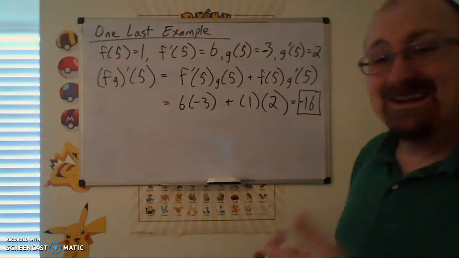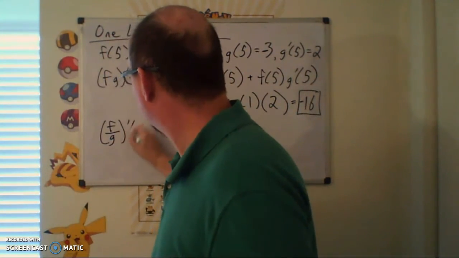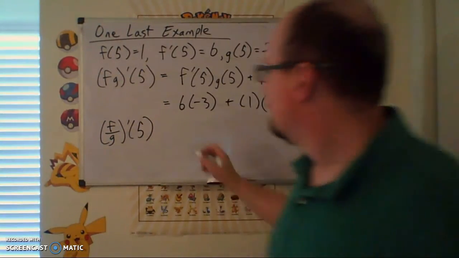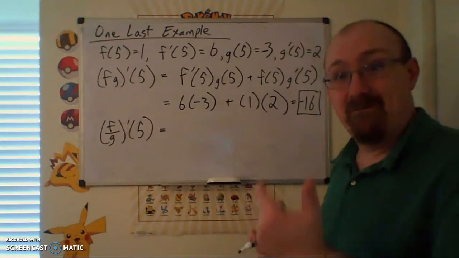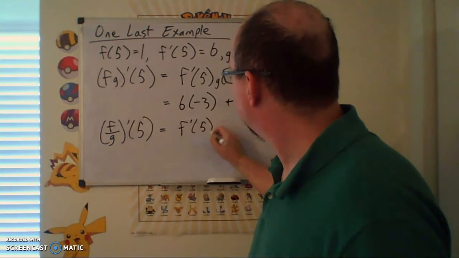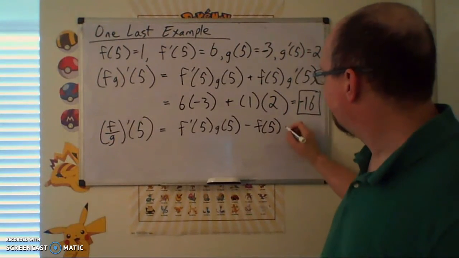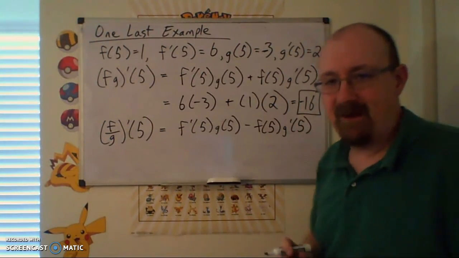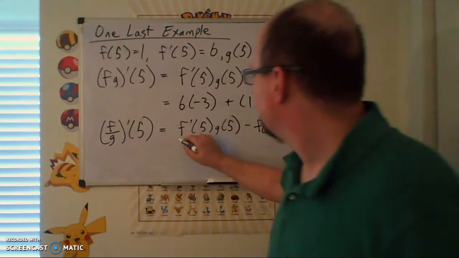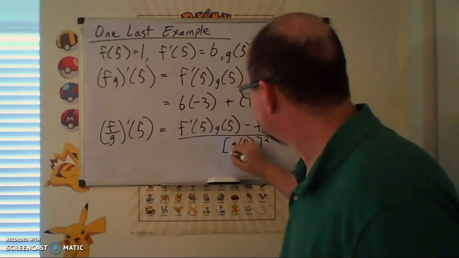All right, same deal. What if we had a quotient? So f over g prime. Same deal, we invoke the quotient rule. We'll just have to fill in the blanks. So we have f prime of 5, g of 5, minus f of 5, g prime of 5. Again, instead of x, we have a specific x value, but that doesn't mean that everything's a constant. And then all over g of 5 squared.